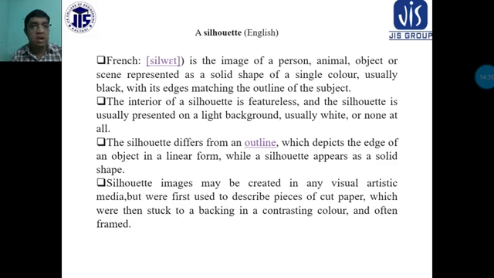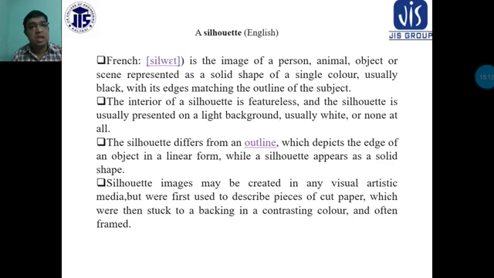The silhouette differs from an outline. An outline depicts the edge of an object in a linear form, while a silhouette appears as a solid shape of a single color, in black, matching the outline.